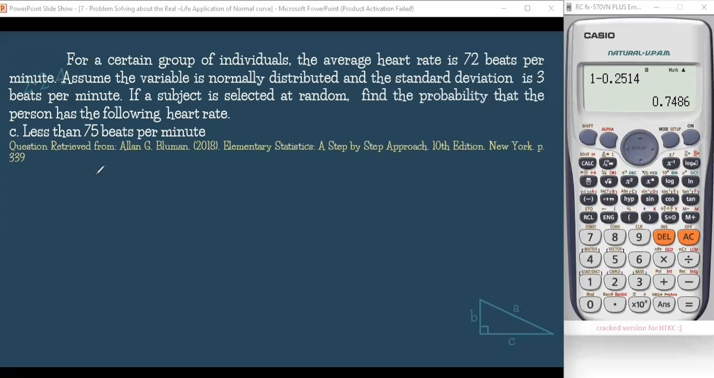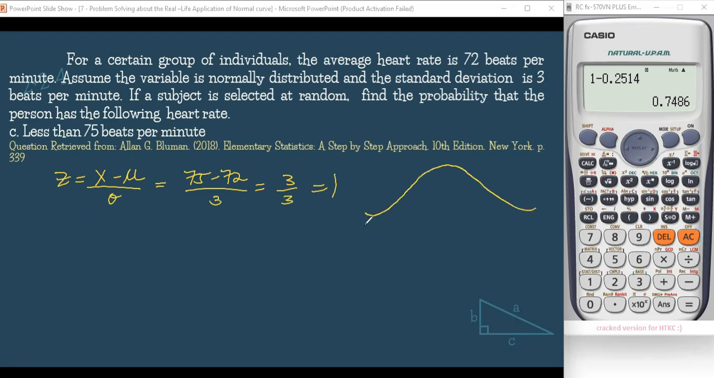Okay, on to our last example. So we have z again is equal to x minus the population mean all over the population standard deviation. So that is equal to 75 minus 72 all over the standard deviation of 3. So that is 3 over 3, which is equal to 1. So that is in our normal curve again. We have here 0, 1, 2, 3, negative 1, negative 2, this is negative 3. So we're after less than 1.